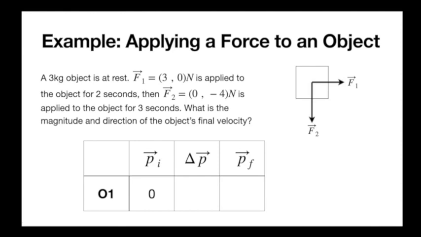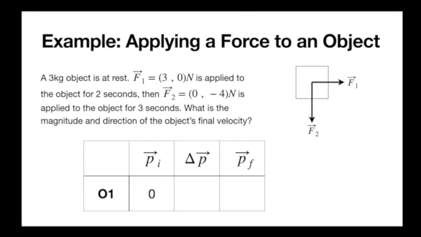Like we said, our P initial is 0. We just have a box sitting there at rest, velocity 0, momentum 0. Then we apply two forces to it, one and then the other. But we only have one delta P column, right? I have two forces. That's something we haven't really seen before. One force acts, and then another force acts. How do I work with that in the context of this tool?